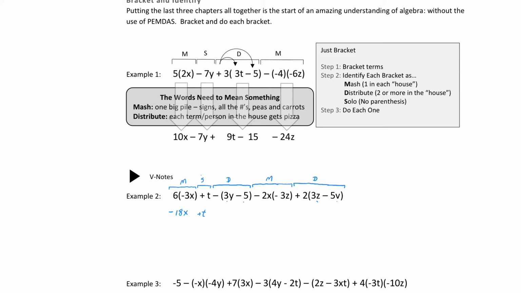Third bracket, this is a distribute. What are we distributing? A negative sign. Remember, this is the easy stuff. Negative to a positive 3y, negative 3y. Bring that negative to the negative 5, positive 5.